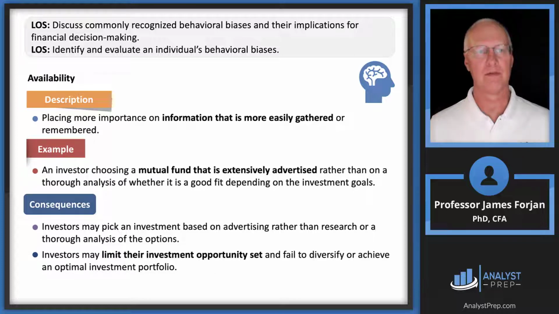Let's move on to the availability bias, which is probably an obvious notion for you guys. Just think about what I do every morning. I get up, and the very first thing I do is walk out to my mailbox and get the Wall Street Journal. And so I read the Wall Street Journal. It's right there, and of course, it's available to me. It's easily gathered. You can just extend that simple example to mutual funds.